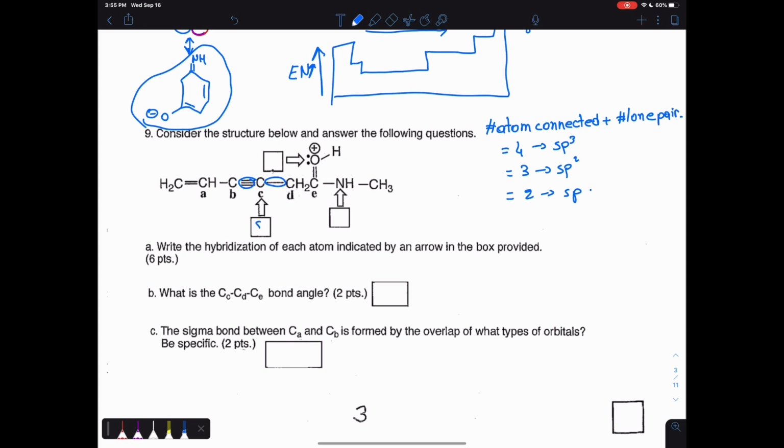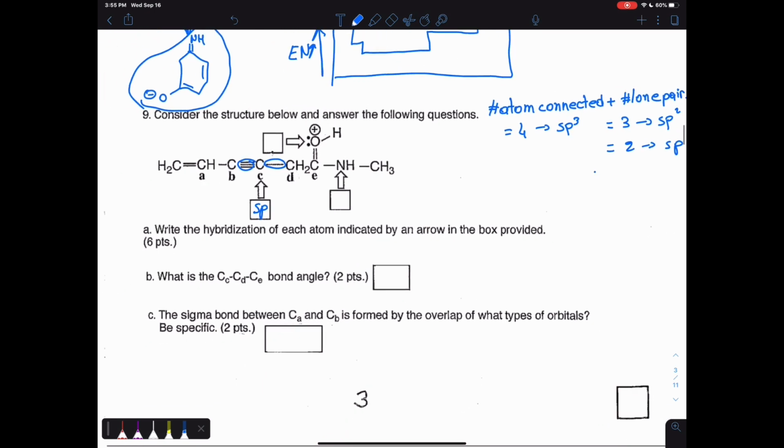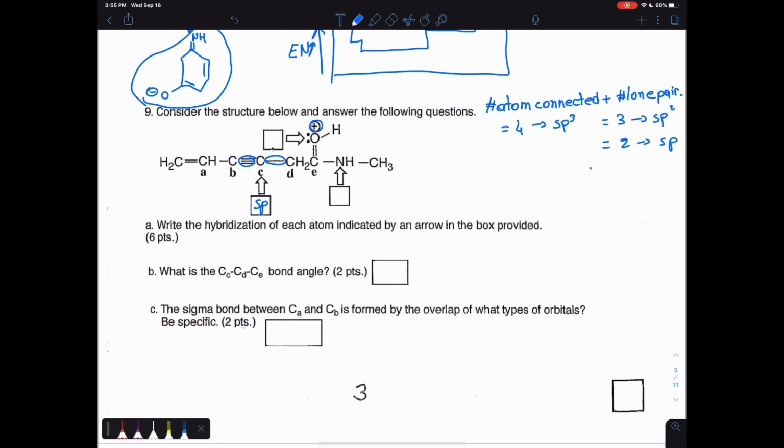meaning it is sp. But remember, when you're doing hybridization, there's something that is really important, is that you have to consider resonance too. Resonance is going to play a big part of organic chemistry. I'm pretty sure Dr. Bean emphasized that. So what happens here is you see this positive charge right here. This means there is a resonance somewhere that can happen. Not always, but in this case there will be, right?